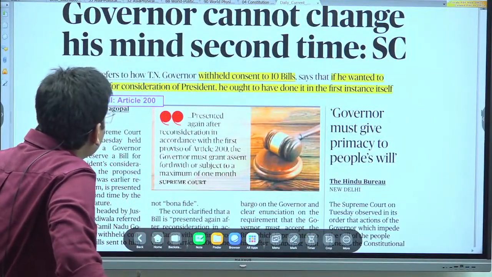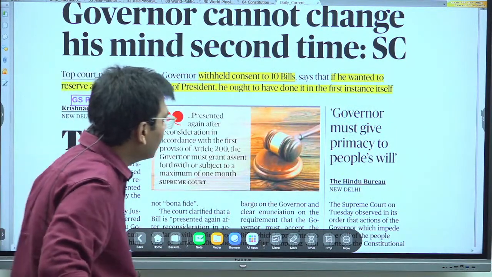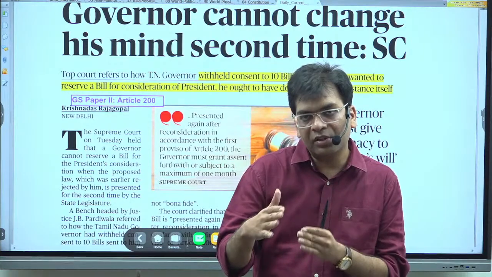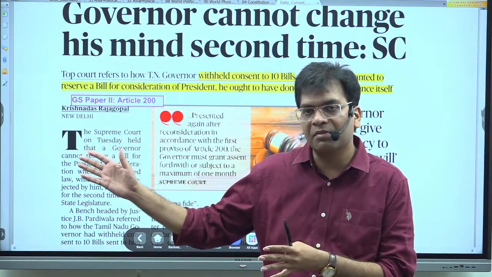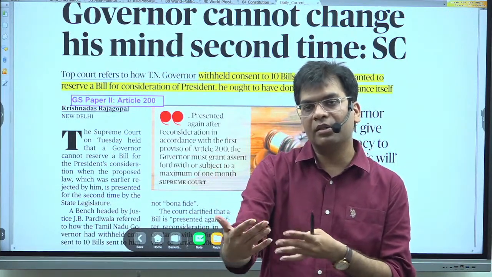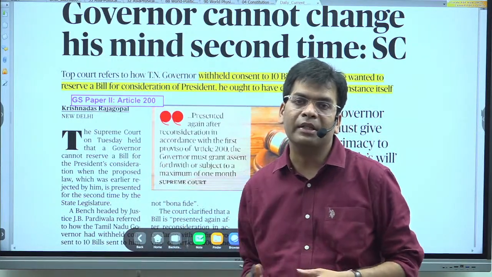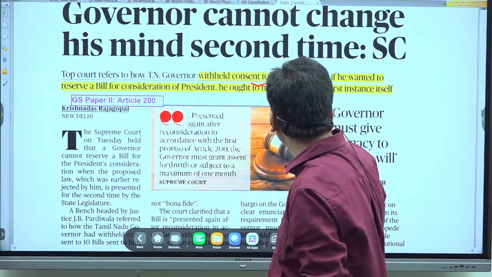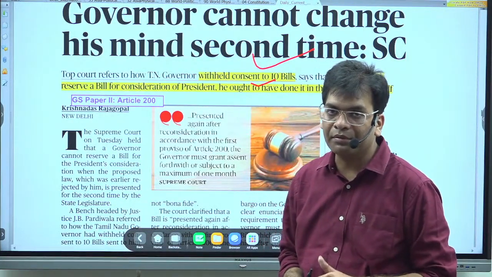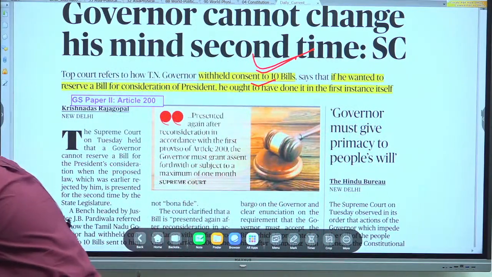The next news that we are going to discuss is that the governor cannot change his mind a second time. Again, the same Article 200 is being discussed: if the governor does not decide at the first instance to reserve the bill for the consideration of the president, he cannot do so again if the state legislature passes the same bill and sends it to the governor. The first time you didn't decide it, the second time you are deciding to send it to the president. So how are you changing your mind? Here he cannot change his mind a second time. If you are holding one belief, one stand, you should keep it the second time as well. This is the main thing the Supreme Court is talking about.